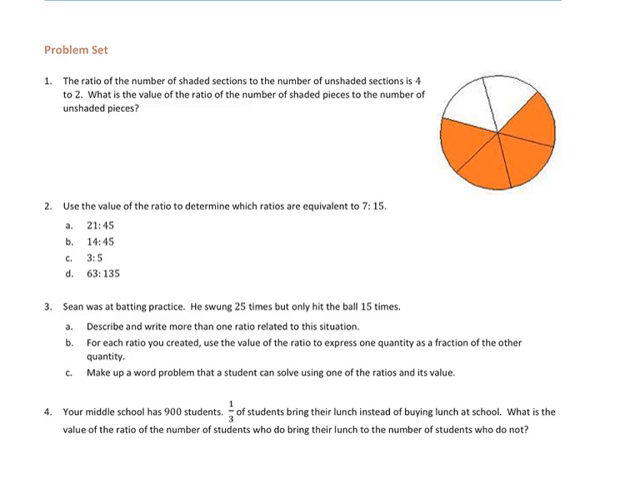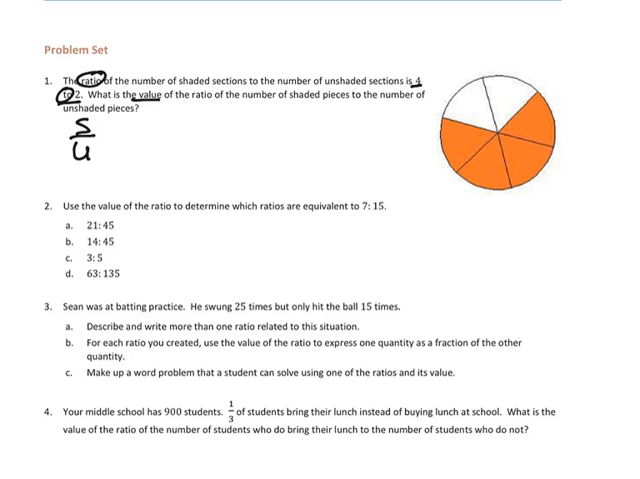And now we've come to the problem set, which is S.31. So you are going to do the problem set on your own today. I'll walk you through a little bit of it though. Number 1 says the ratio of the number of shaded sections to the number of unshaded sections is 4 to 2. What is the value of the ratio of the number of shaded pieces to the number of unshaded pieces? So you're going to put shaded to unshaded. You're going to write the original ratio. Here's our ratio word, here's 2. And then you're going to write the value, which is simplifying it.